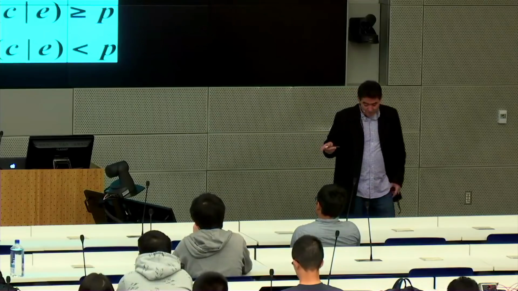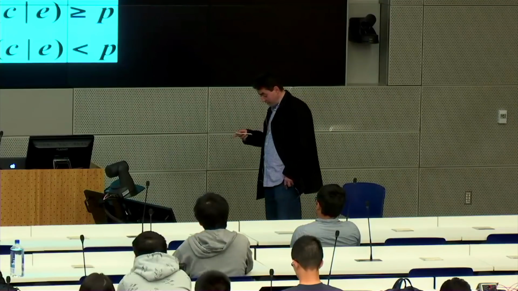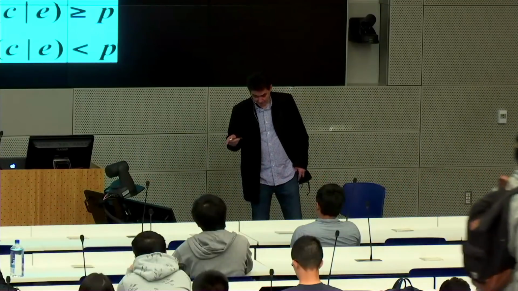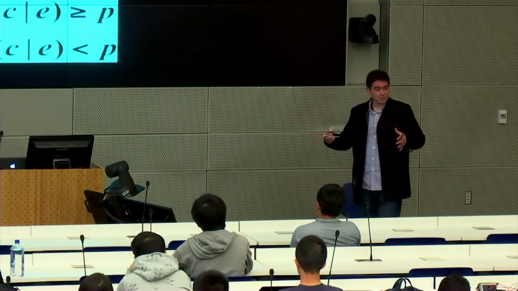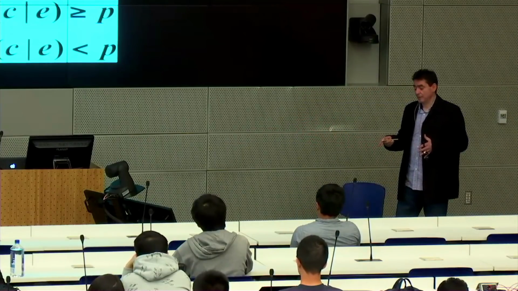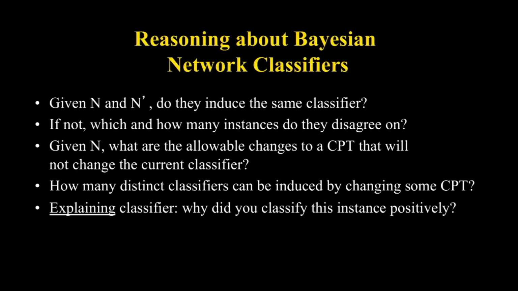Today, we will mostly focus on the naive Bayes classifier because you'll see that we will be able to say a lot about it. But later, you'll see that the theme, the questions, and the direction we're going is not restricted to the naive Bayes classifier. So let me first, before we move on, give you a sense of what we mean by reasoning about Bayesian network classifiers. What kind of questions we may want to answer about them.